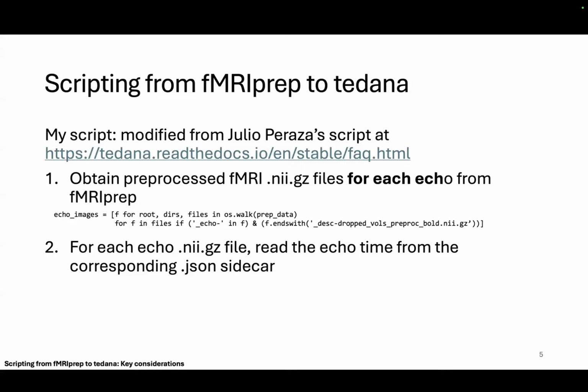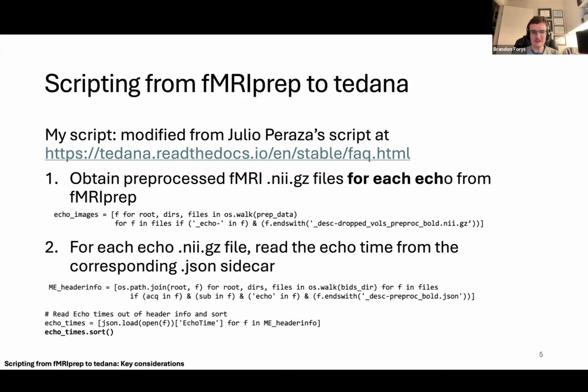Sorry. So I'm just on slide 5 here. For each echo file, read the echo time from the corresponding JSON sidecar. So again, here is some script that I use for that. I realized that it was very important for me to sort the echo times. I think in the initial version of the script, I didn't know if it was automatically sorting the echo times, and that was causing some problems. So it is important to sort those using the relevant Python command.